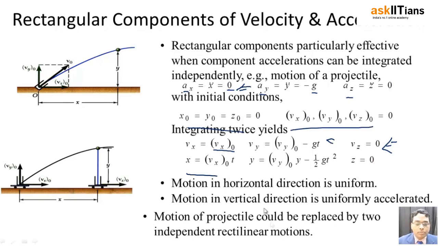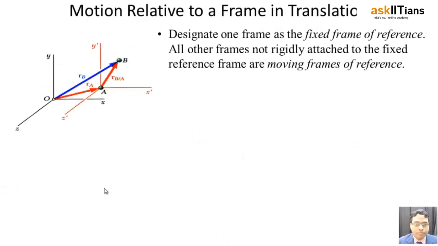Okay. So the motion of the projectile could be replaced by two independent rectilinear motions. You can say that there are two motions taking place simultaneously, one along the horizontal, the other along the vertical. Once you know the values of the two, you can write them down using the vector components, and then you can find out the resultant of those.